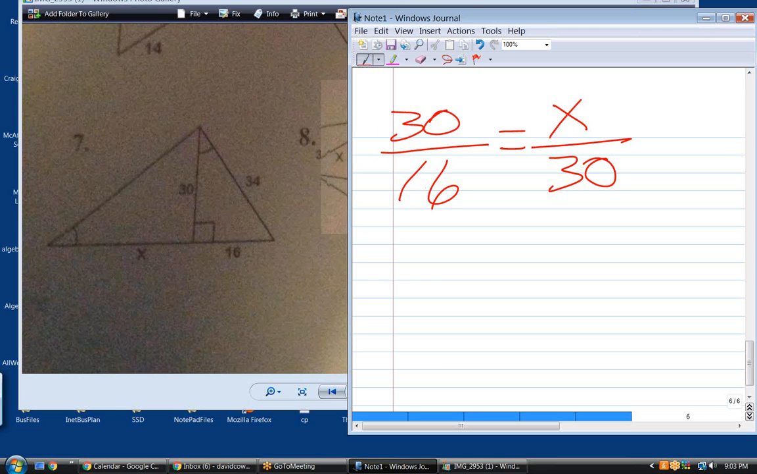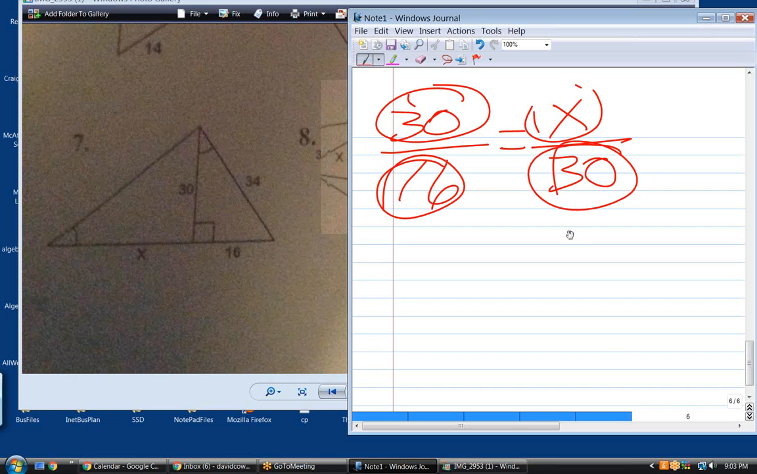In other words, I always have to go big to little, corresponding sides, big to little. In this case, the 30 happens to be the corresponding side the same as x, but the 16 is the same corresponding side as the 30. When I rotate this triangle and stick this angle on top of this angle, the 16 is the vertical side, so is 30.